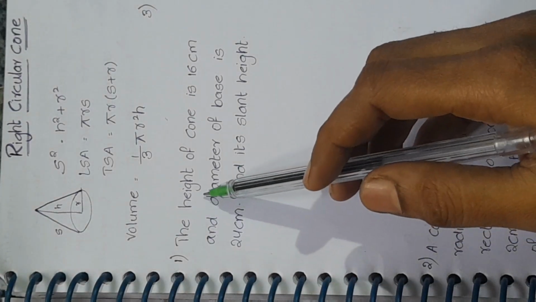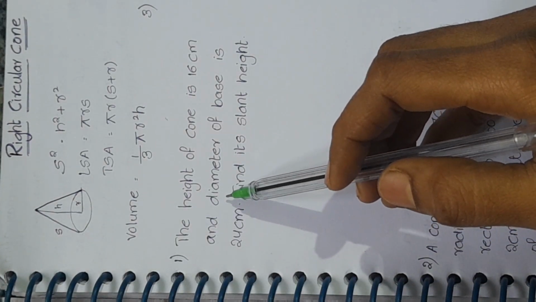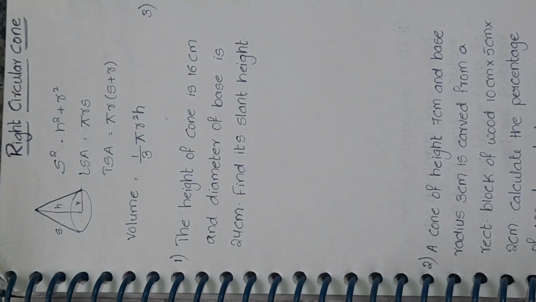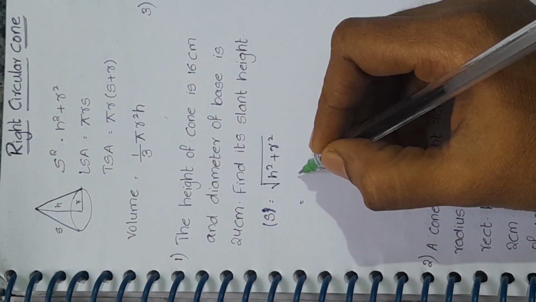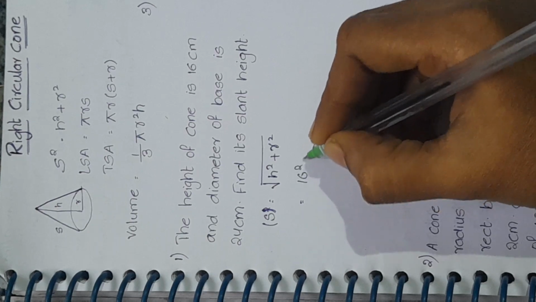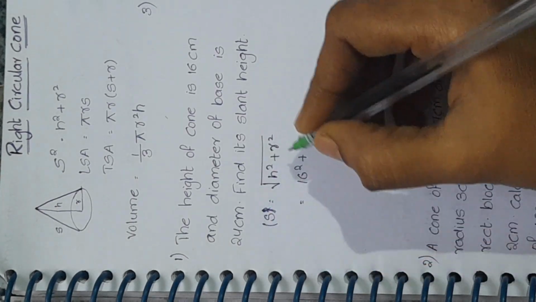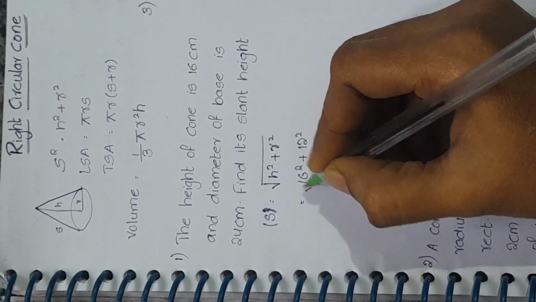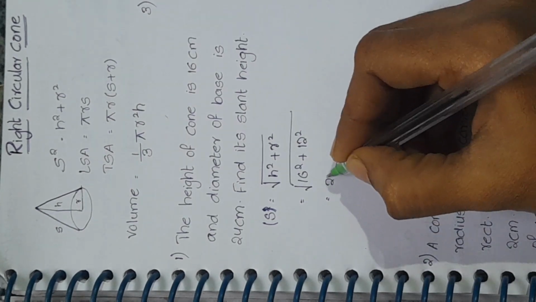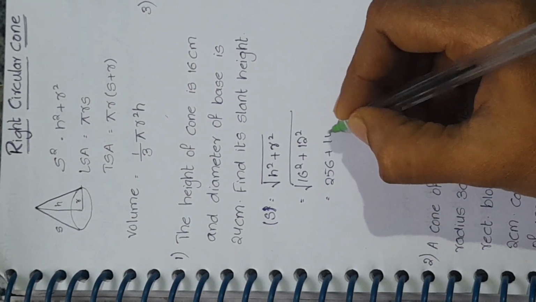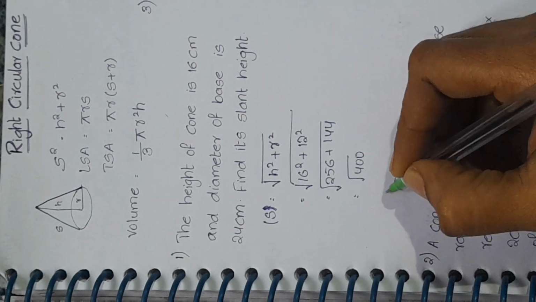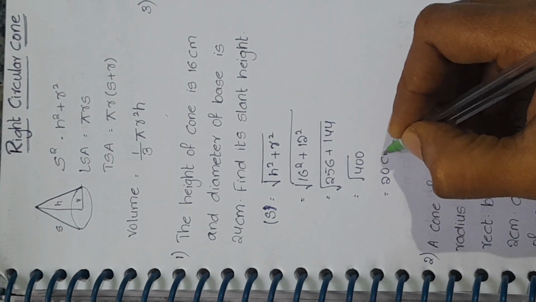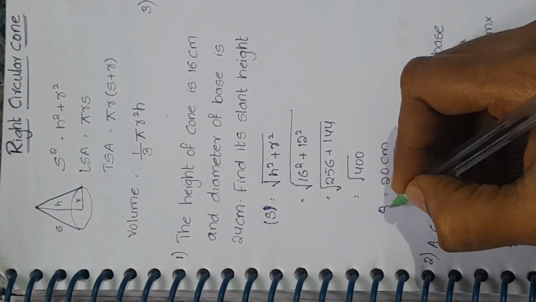First question, the height of the cone is 16 centimeters and diameter of the base is 24 centimeters. Find its slant height. From the formula, S is equal to root of H square plus R square. Substituting the values, height is 16, so 16 square plus R is 12, since diameter is 24, so R is 12. 12 square. 256 plus 144. Keep this in root. Root of 400, which is equal to 20 centimeters is the slant height of the right circular cone.